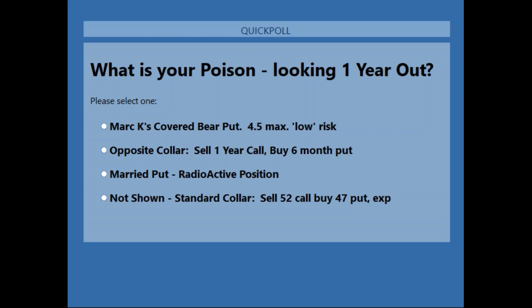The opposite collar, selling a 1-year out call and buying a 6-month in-the-money put. Doing a married put to begin with, which just has the infinite upside, longer term plan, and then you can sell calls or do other things against it, and then not shown maybe a standard collar.